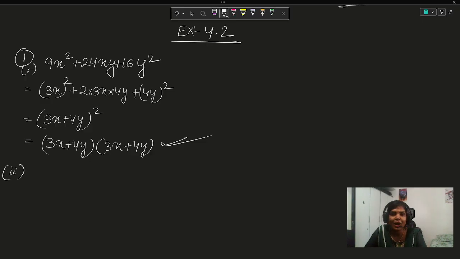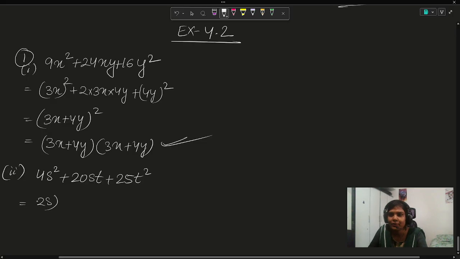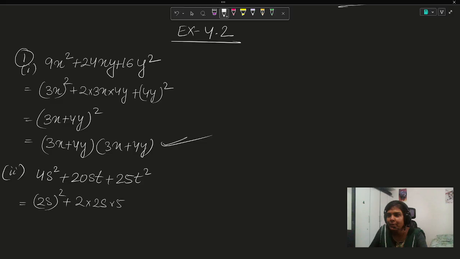Okay, students, now I want you to pause here and do question number 1, the second part, yourself, and compare your answer with mine. The question is 4s square plus 20st plus 25t square. I think many students already guessed the answer. Good, very nice. It can be 2s whole square plus 2ab, you see here 2 2s are 4, 4 5s are 20, so you can write 5t plus 5t whole square.